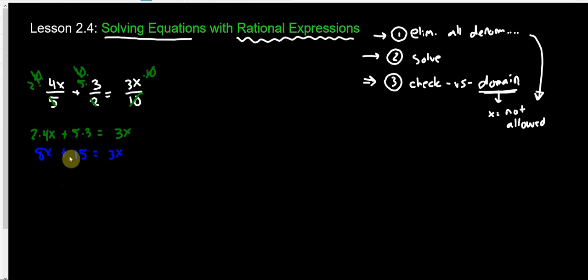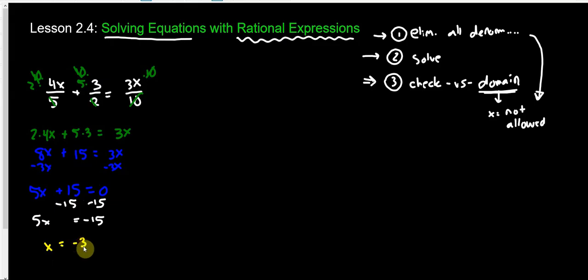So now this is just a simple equation to solve. I could subtract 3x from both sides to get my x's together. That gives me 5x plus 15 equals 0. Now I want to subtract the 15 from both sides to start getting x by itself. So 5x is equal to negative 15. And then in the last step, I'll divide both sides by 5, and you'll find that x is equal to negative 3.